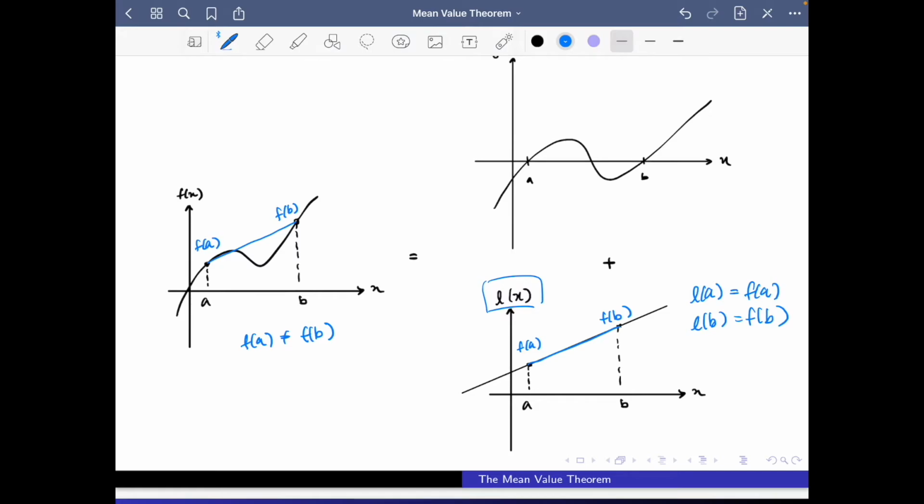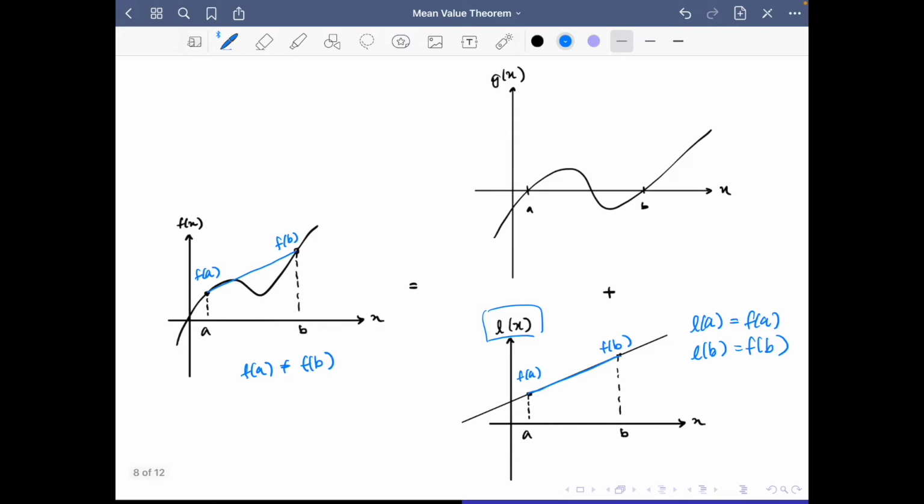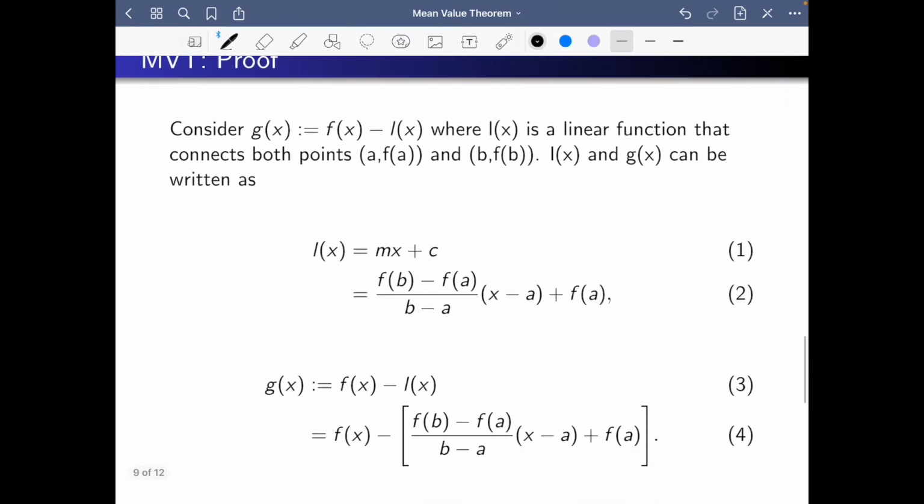And with this function, we can define g(x) as f(x) minus L(x). It will make the function such that g(a) equals g(b). And we can apply Rolle's theorem to this function g(x), then we prove back into f(x). So here is the idea, here is a draft. Let's step into the formal proof.